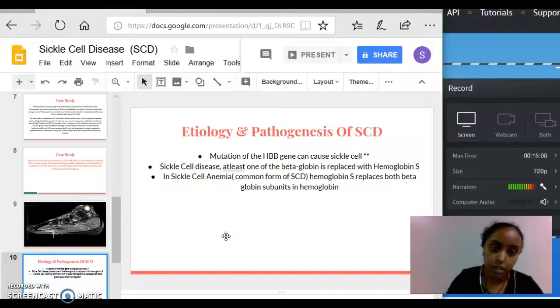Okay, the etiology of SCD. Mutations of the HBB gene can cause sickle cell, and HBB is what provides the instructions for making a protein called beta globin, which is a subunit of the protein hemoglobin. In sickle cell, hemoglobin S replaces both beta subunits in the hemoglobin.